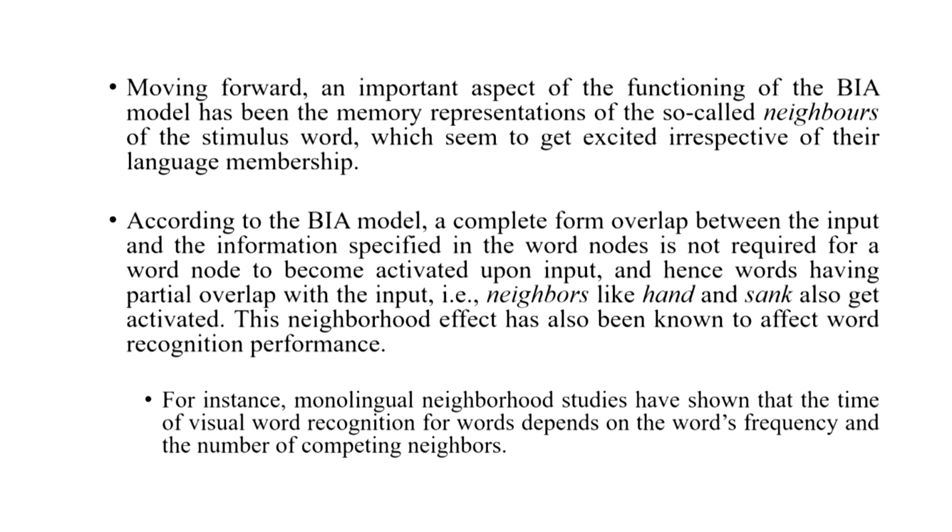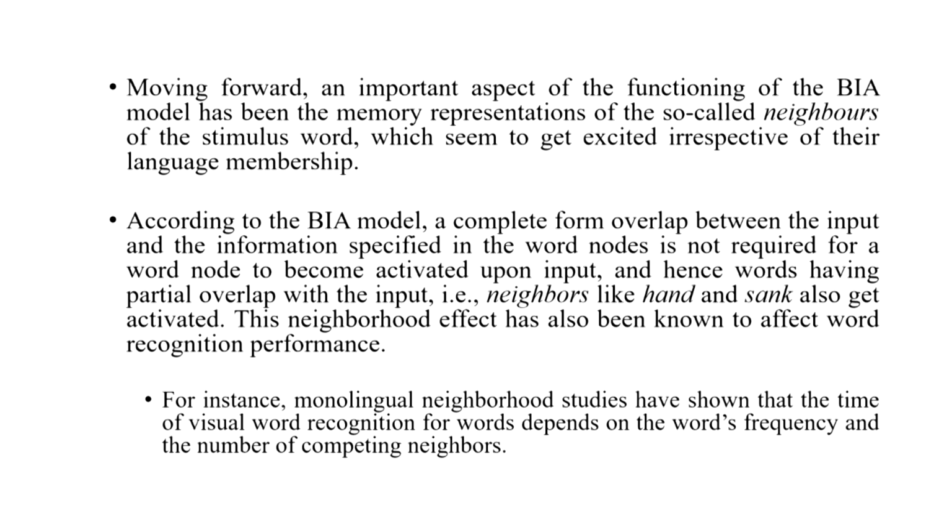According to the BIA model, a complete form overlap between the input and the information specified in the word nodes is not really required for a word node to become activated from input. Hence, words having partial overlap, that is these neighbors like hand and sang, will also get activated when you are presenting an input such as the word sand.